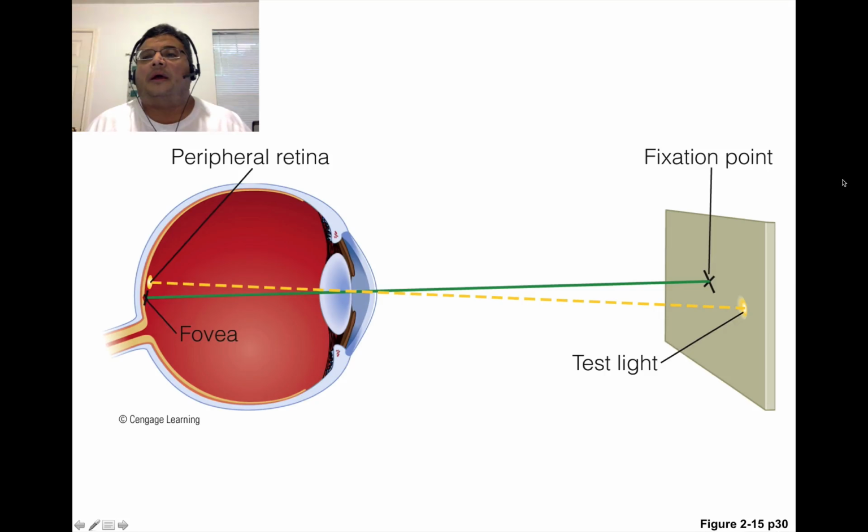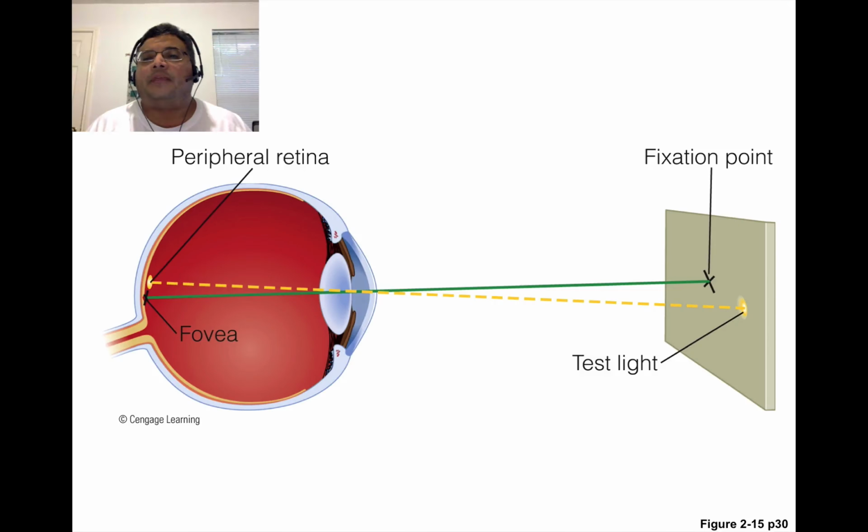Okay? What you're going to find is whenever you move the light off to the side from the fixation point, the threshold for detecting the light is much lower. In other words, the rods are much more sensitive to light. Once you've adapted to the dark, the rods are more sensitive to light than the cones.